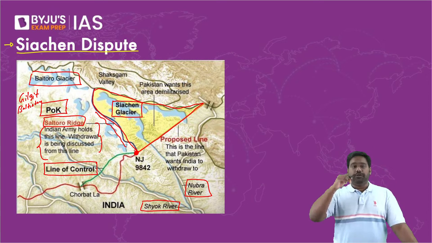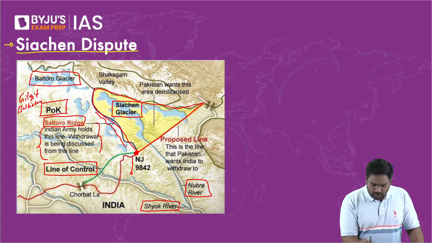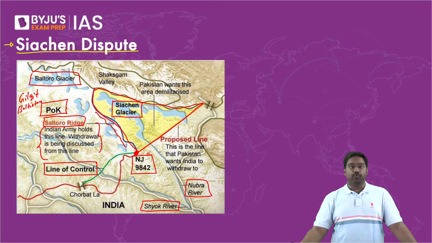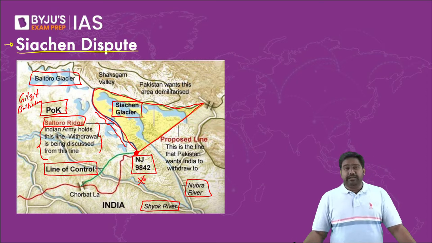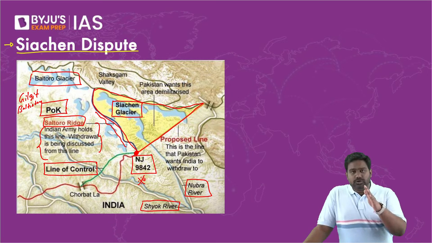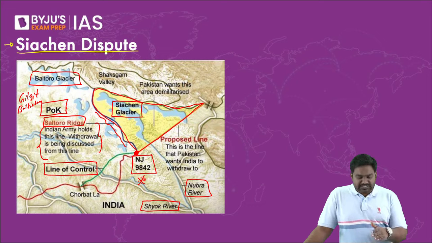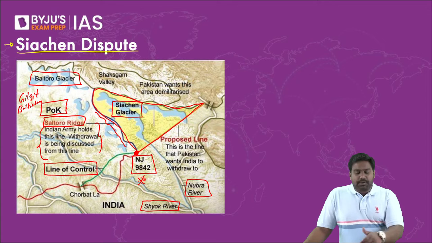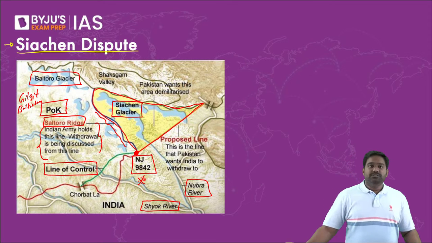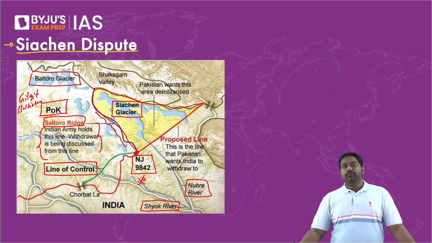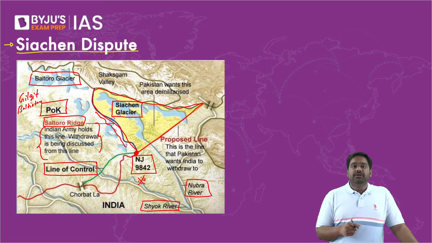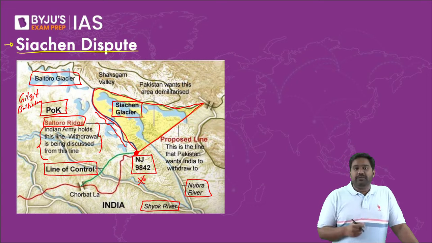The northernmost point of the LOC is called point NJ9842. All right, please mark this location. Point NJ9842 marks the northernmost point of the line of control. This is where the temporary border ends. Beyond this, the boundaries have not been demarcated. There is no clarity on how the boundaries will be settled in this border. So the Siachen region, which has been of great strategic significance, has been eyed by both India and Pakistan.